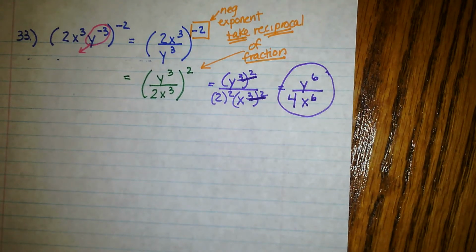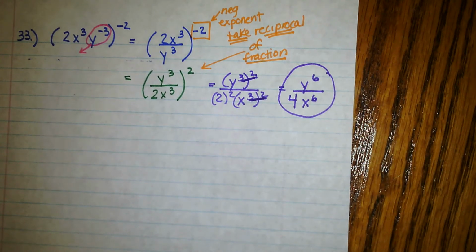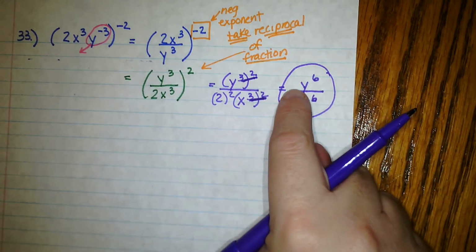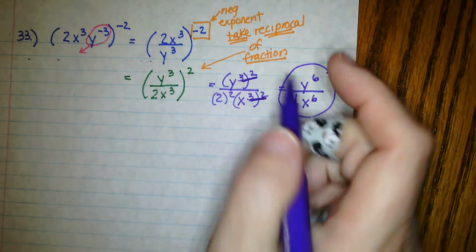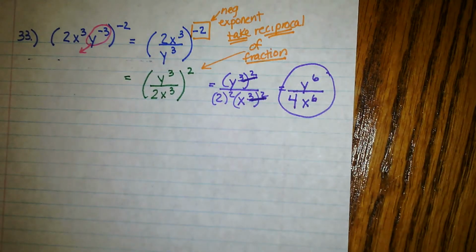Now, sometimes you can put a 1 there. Sometimes there's going to be a 1 there, but it's not necessary. But the 4 does have to be in the denominator on this one.